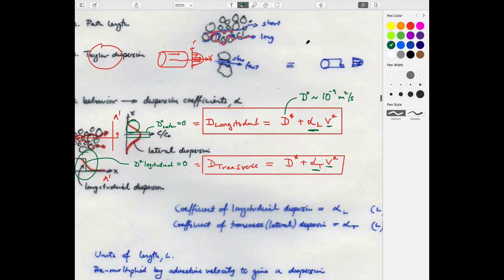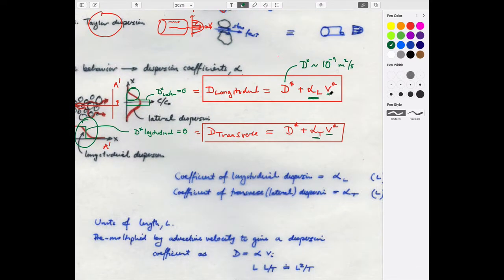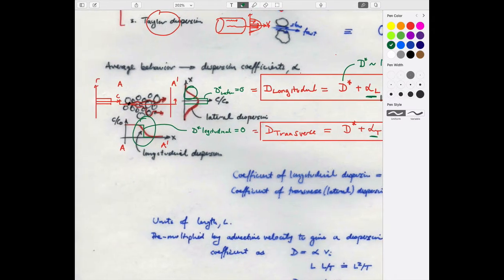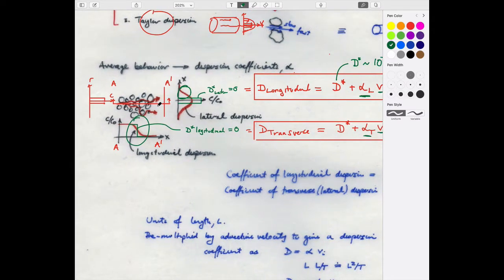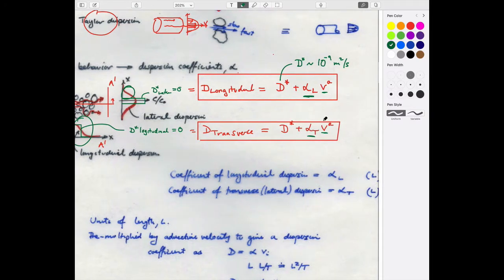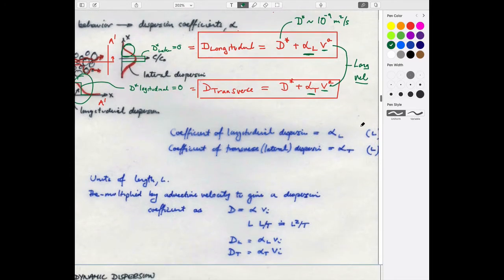The one thing it's probably worthwhile noting is that this is the advective velocity in the downstream direction, in the longitudinal direction. Obviously, if the net flow in this is from left to right, the transverse velocity is 0. And so using this as a velocity of 0 isn't very helpful. So this is always the longitudinal velocity. So that's worthwhile noting.